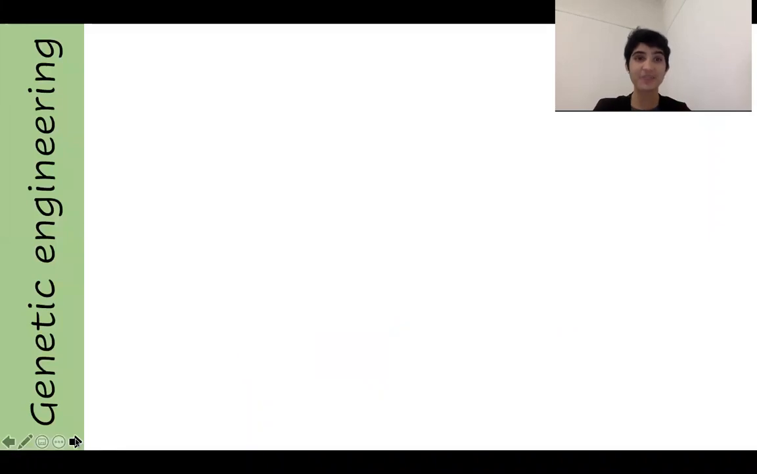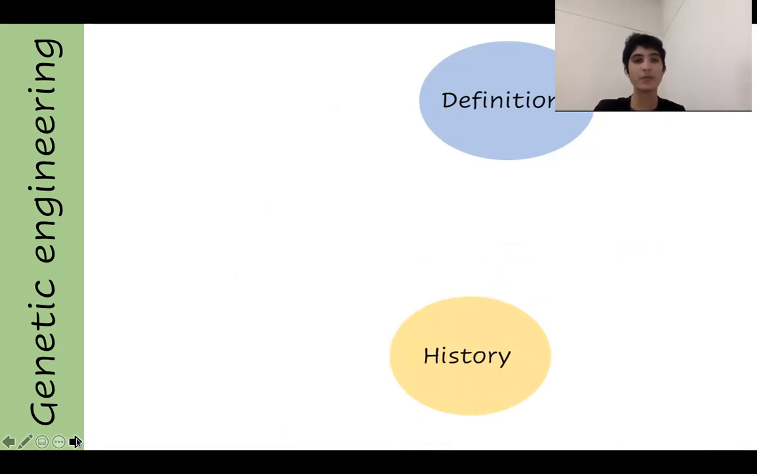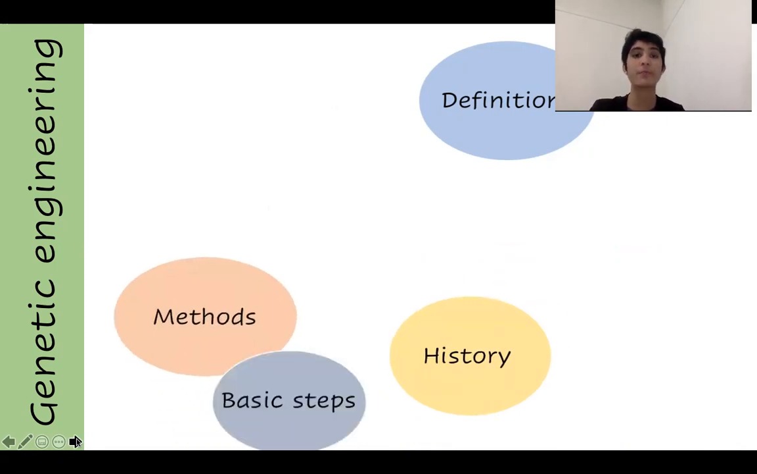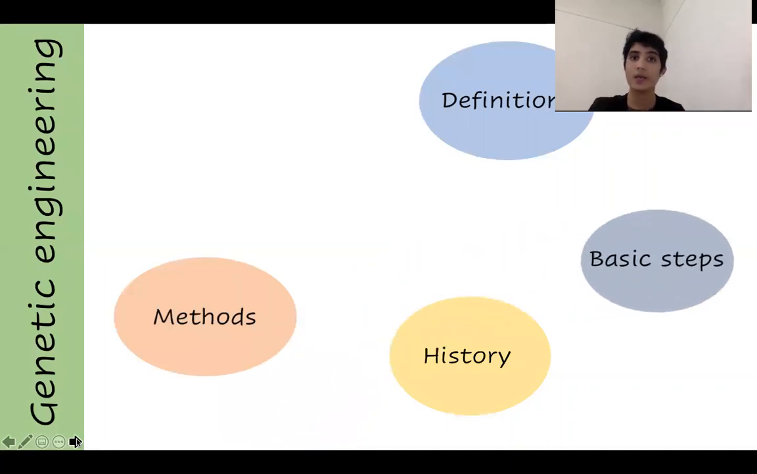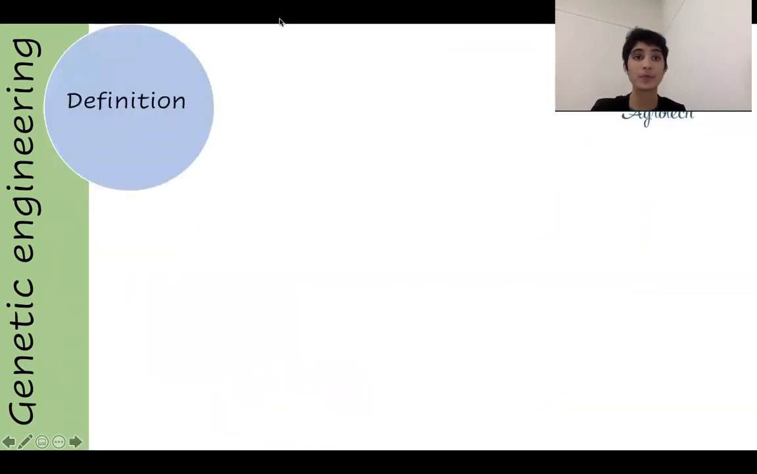And in today's session, I'm going to describe genetic engineering. I'm going to give you general information about what genetic engineering is and what its history is. I was thinking about giving you the information about methods and basic steps involved in genetic engineering, but I came to realize it's going to be overwhelming for you and it's going to have a lot of information. It may not be digestible for you. So I'm splitting the content, and in today's video, I'm going to describe the definition and history of genetic engineering. Then in the next video, I'm going to give you the methods and basic steps. So let's proceed towards the definition.